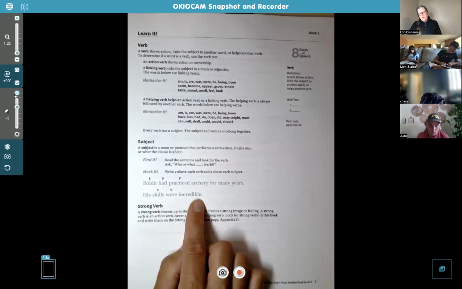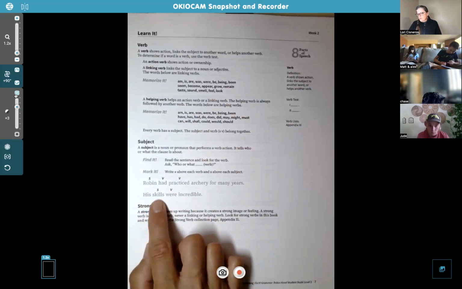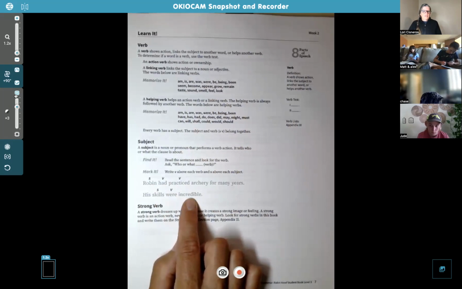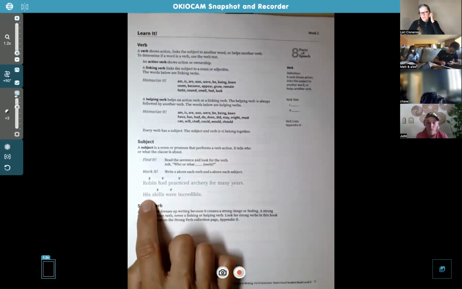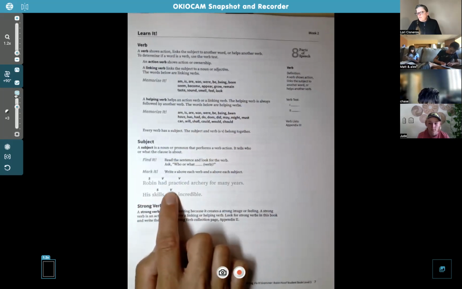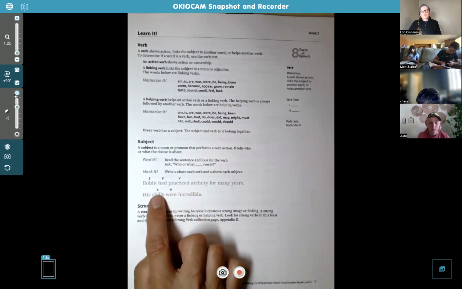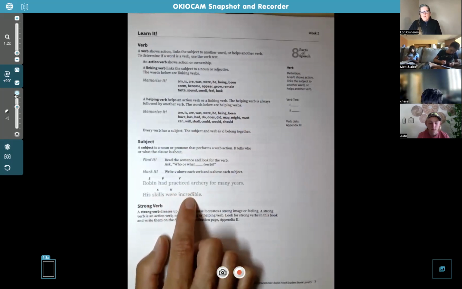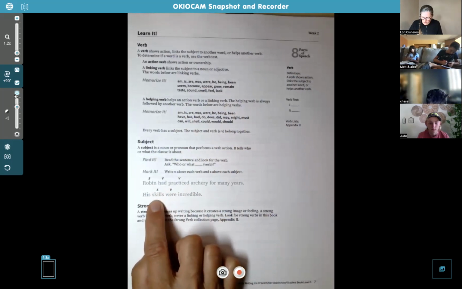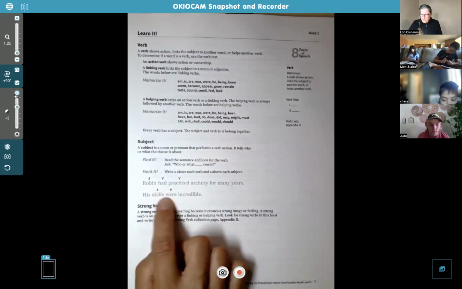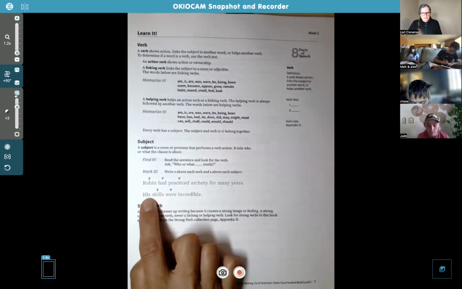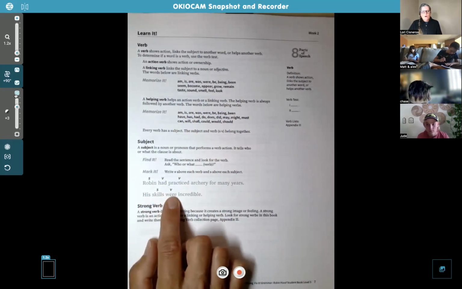Here's one more example. "His skills were incredible." This is a little tricky because you might think, isn't "his" the subject? Because you're thinking it's a person. It's referring to Robin. But when you look at the verb "were," it's telling about the skills, right? "Incredible" is describing the skill, not Robin in this sentence.